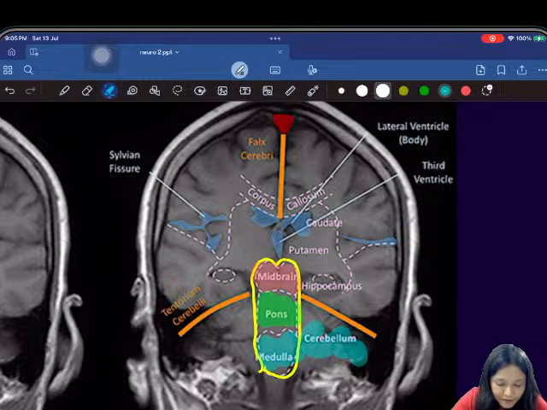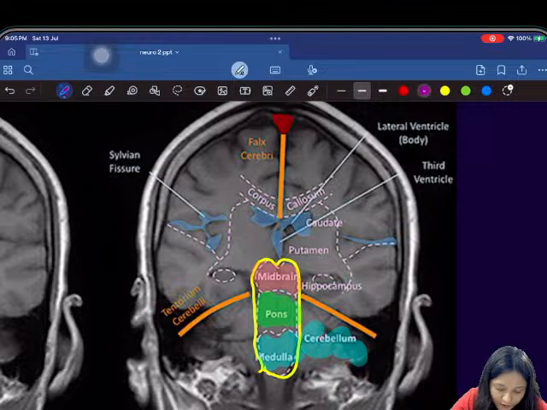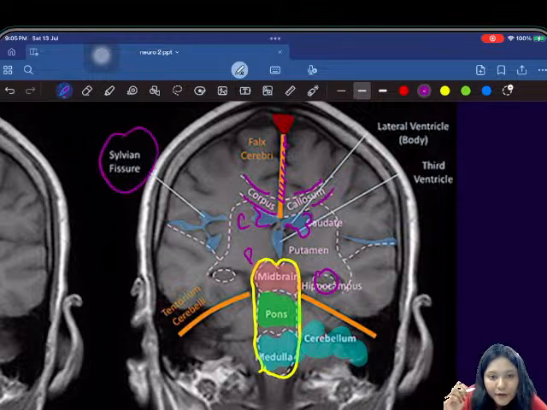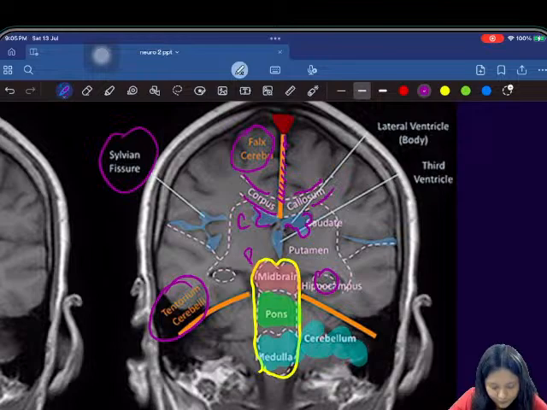You can see the falx cerebri here, the corpus callosum and the lateral ventricles. Then you can also see the caudate nucleus, the putamen and the hippocampus. They have also shown you the Sylvian fissure. And then you can see the tentorium cerebelli, that is the dural folds.